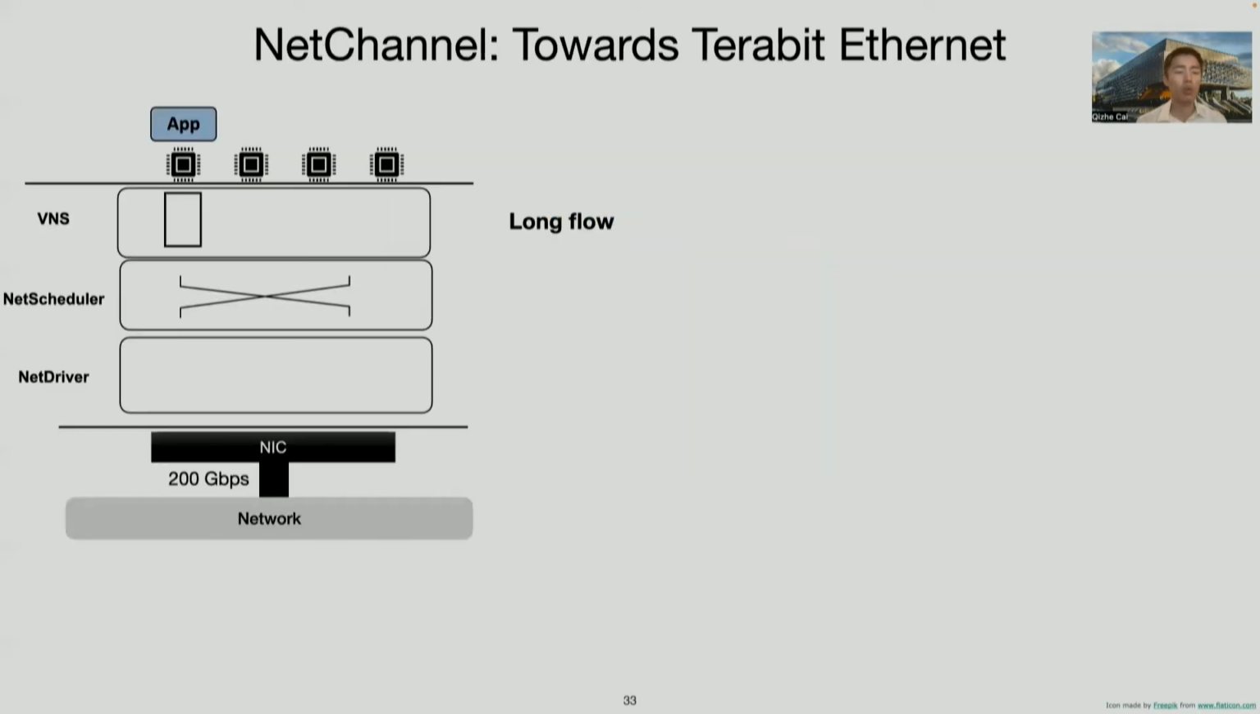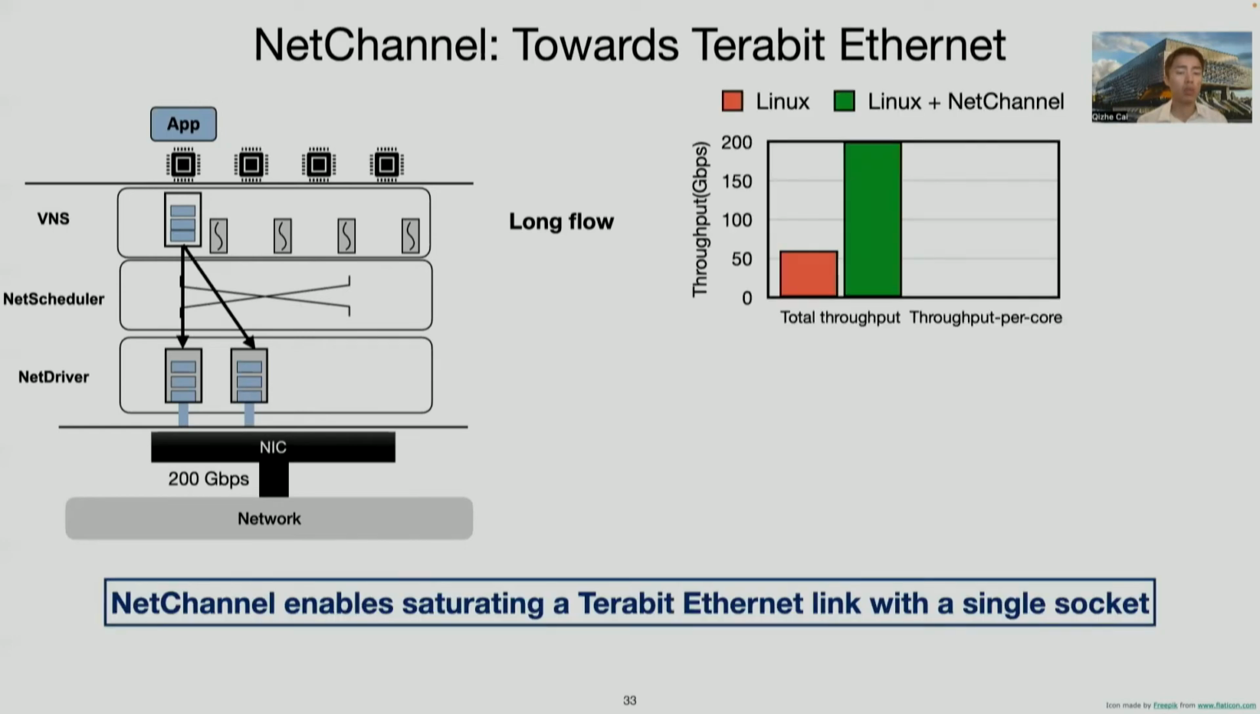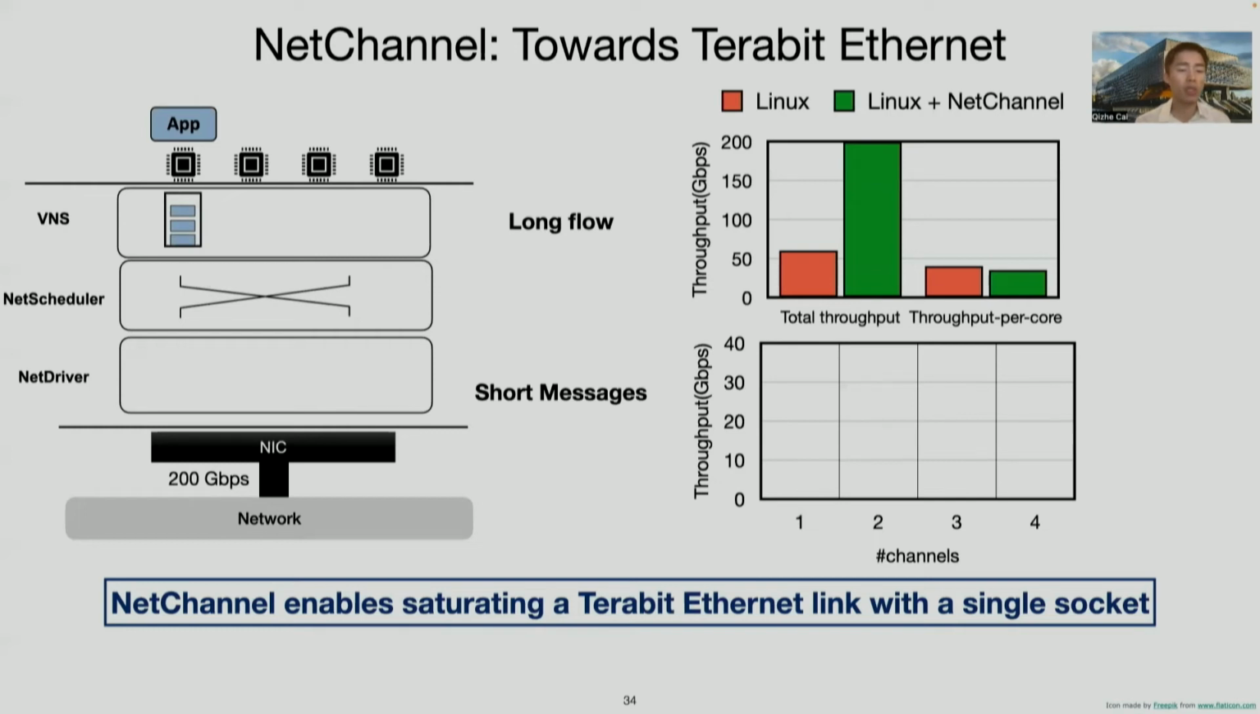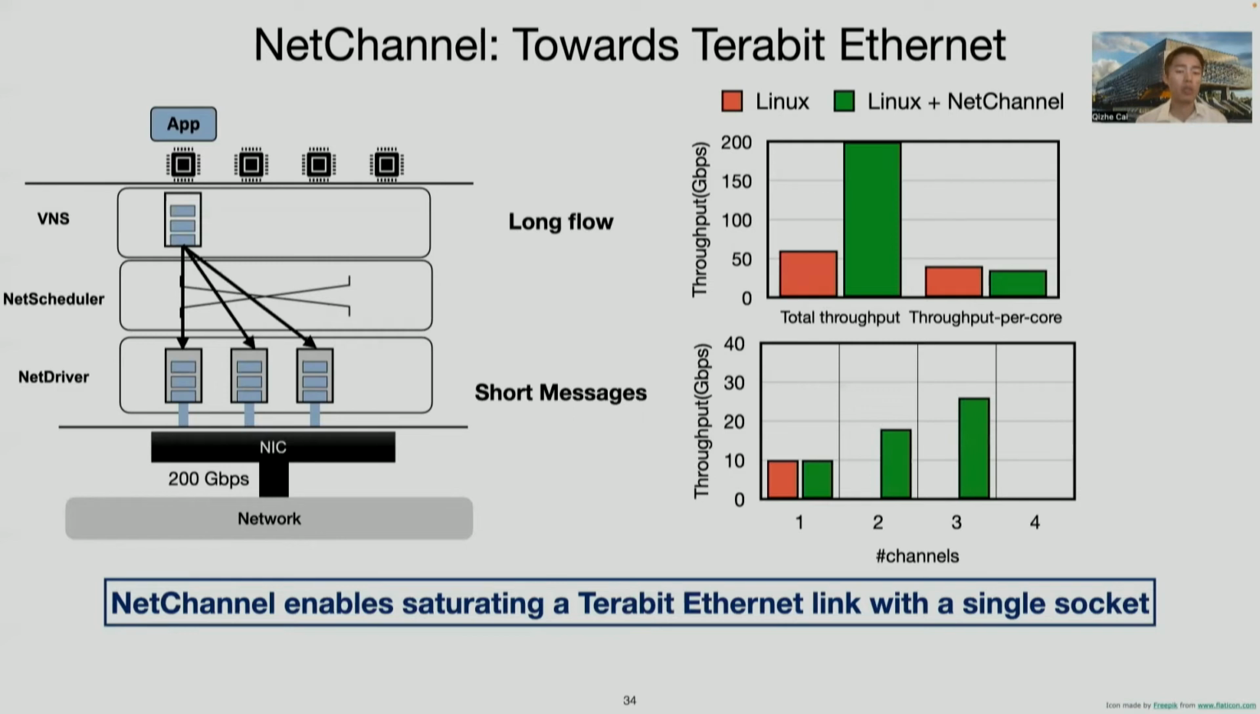We first run a single core application using a single socket to transmit a long flow. By utilizing 3 cores for interface level processing at the VNS layer and 2 channels at the NetDriver layer, NetChannel enables Linux to saturate 200 gigabit links, and it's able to do so with minimal additional overhead in terms of throughput per core. For short messages, with increasing number of channels, NetChannel can enable linear scalability of throughput by scaling the resources allocated for network layer processing.